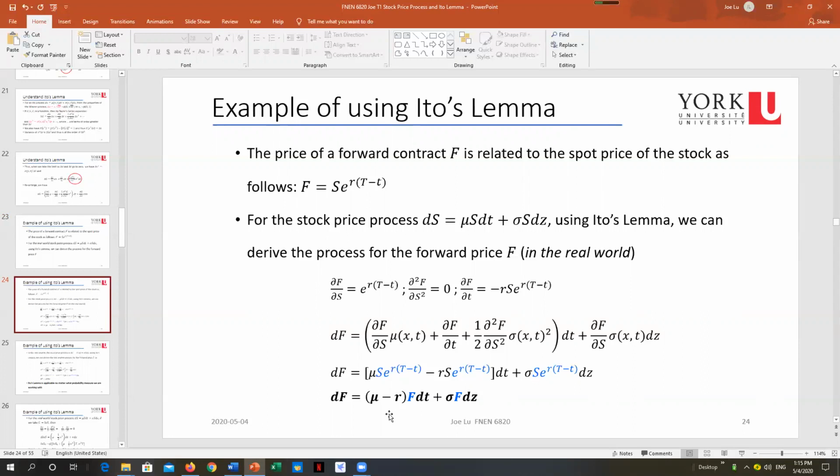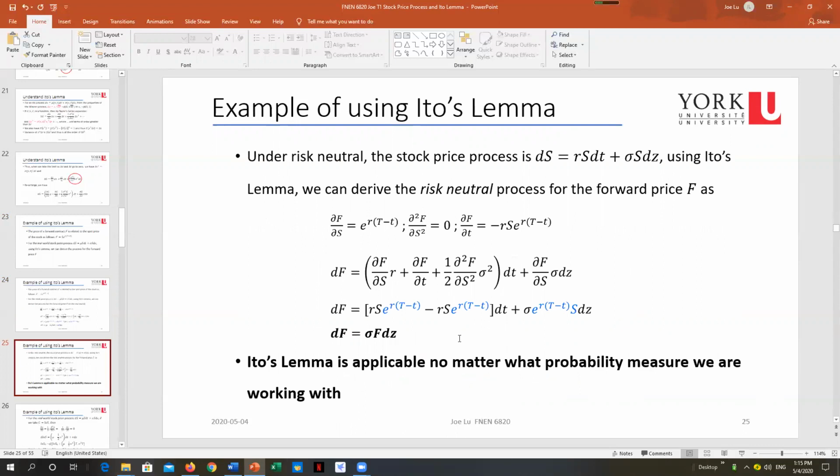So you now know what process the forward price or the futures price will follow if you have an underlying stock that follows this log-normal process.